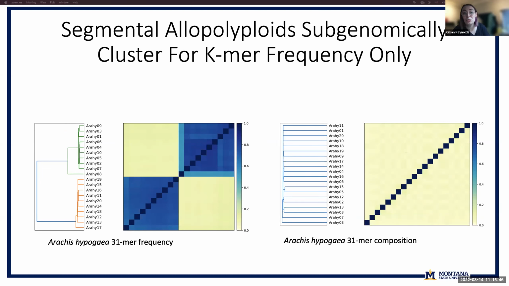Segmental allopolyploids will only subgenomically cluster for KMA frequency. They will not subgenomically cluster for KMA composition. And so I've given an example of the peanut genome here.